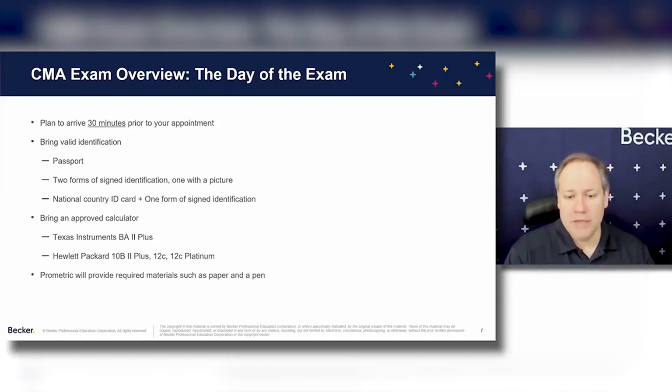You may also bring an approved calculator. There's a very specific list, but the kind of quick summary is either a Texas Instruments BA2 Plus, or there are a few specific models of Hewlett-Packard that are also available. Prometric will take care of scratch paper and a pen or pencil.